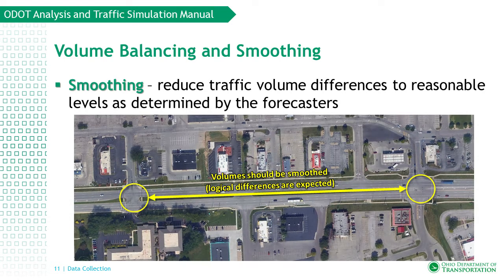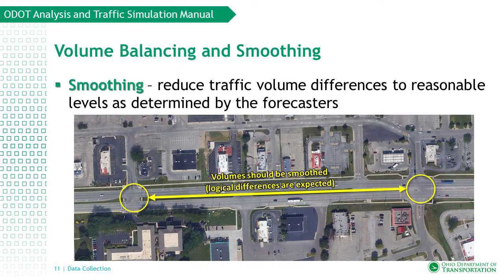Smoothing is used to reduce the traffic volume differences to reasonable levels as determined by the forecasters. If a driveway does exist between the study intersections, the volumes may be smoothed so the differences are logical. The scale of the volume differences should be determined based on land uses.